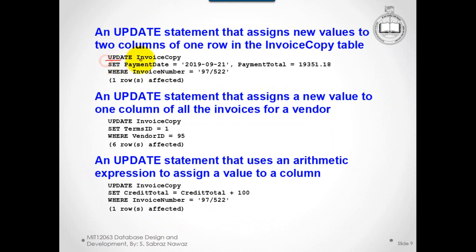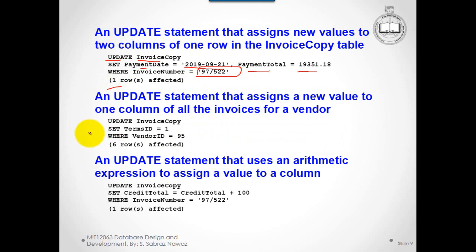It is update invoice copy. Invoice copy is a copy of a table that has already been created. Set payment date is one column, and we are giving a date literal, and payment total we are also updating with another value, where invoice number is equal to 97/522. So this is going to update one invoice number. Okay, so only one row is updated.